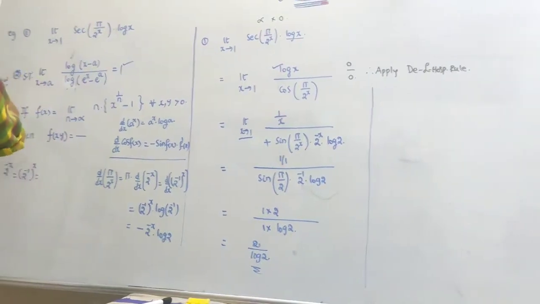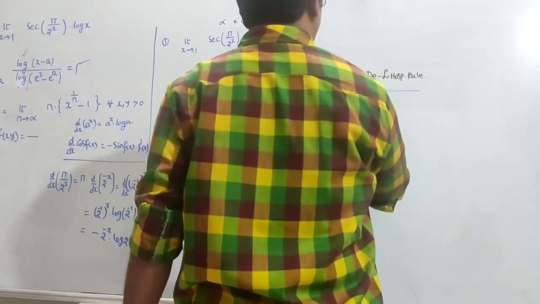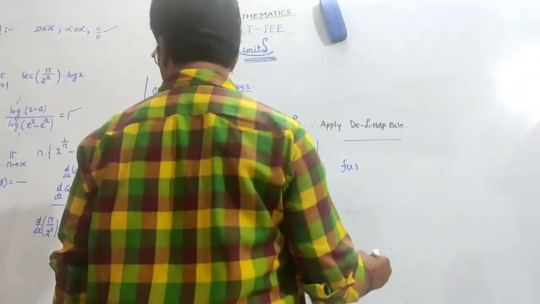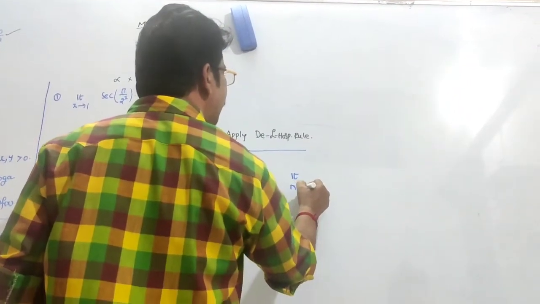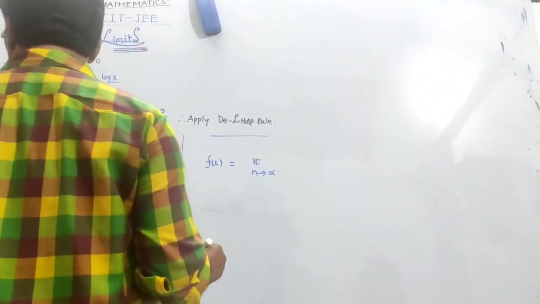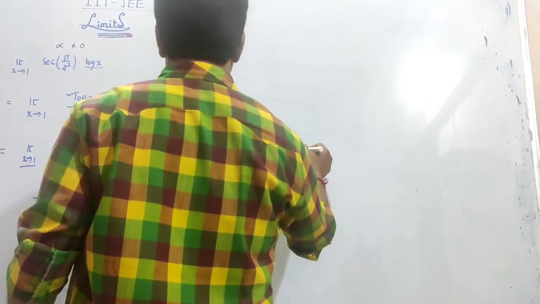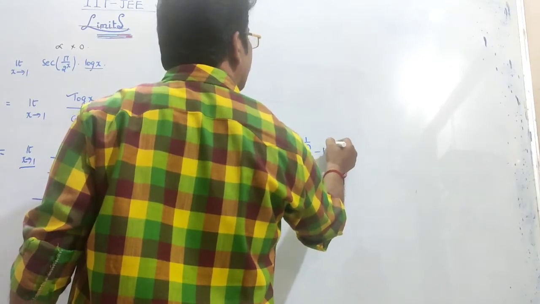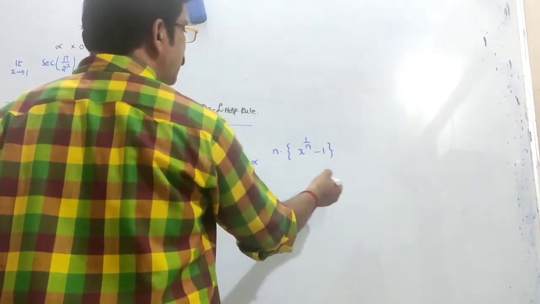Next, the third one. You come here, which is number 3. f of x is given as f of x equal to limit n tends to infinity of n into x to the power of 1 by n minus 1. Is it visible? Of course, x is positive.